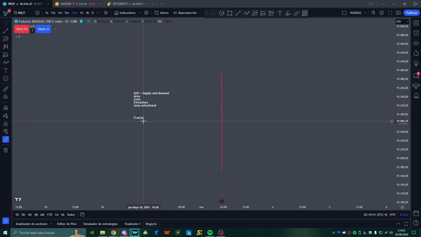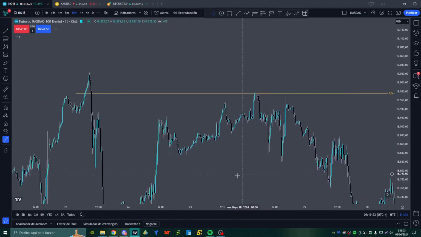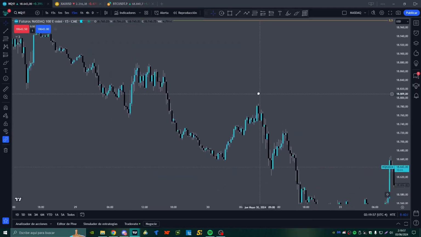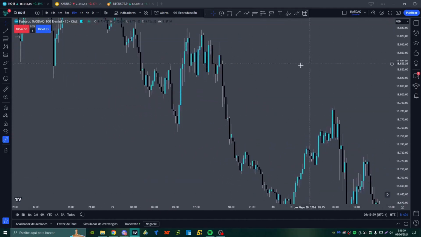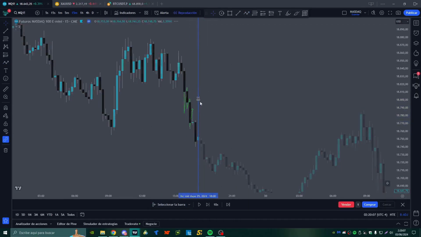I'm setting fractal aside a bit because fractal, we'll be seeing one of these things just in a different time frame. So a fractal will be something like, I don't know, if we grab a quick fractal, the most typical one, this one here, these wicks, those are fractals.